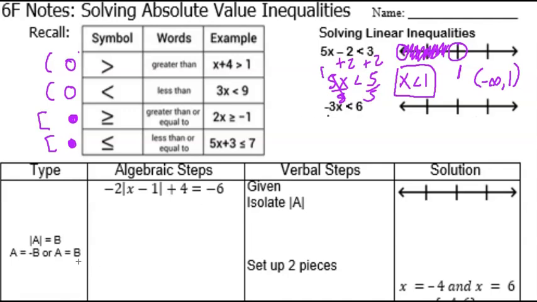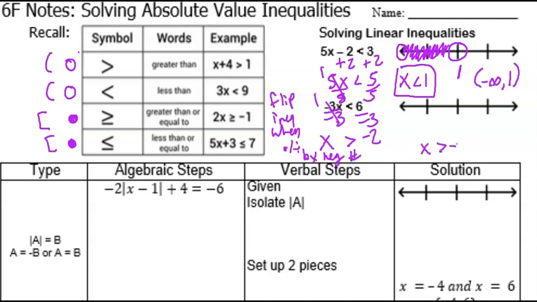Let's do the second one. Negative 3x is less than 6. Divide each side by negative 3. So x is greater than negative 2, we'll flip the inequality sign whenever we multiply or divide by a negative number. So then we have x is greater than negative 2. So we'll plot negative 2 on the number line, and then we're going to shade the right side. Our interval notation would be negative 2 to infinity.